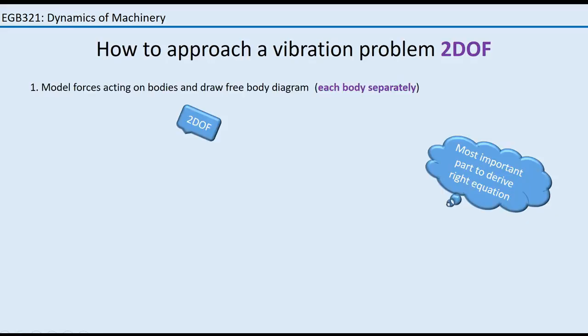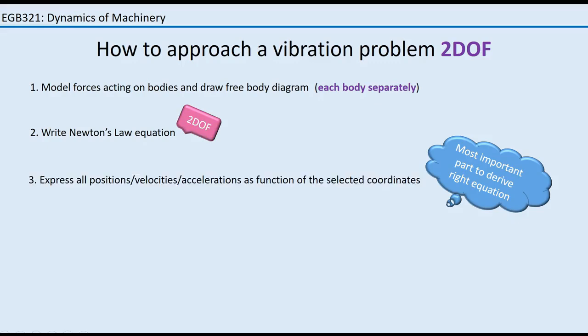How to approach a vibration problem for 2 degree of freedom? It's pretty much similar to single degree of freedom. So we start with drawing free body diagram. Please remember that for free body diagram we need to draw each body separately. Then we use Newton's law equations for 2 degree of freedom. That's the exception with the single degree of freedom.